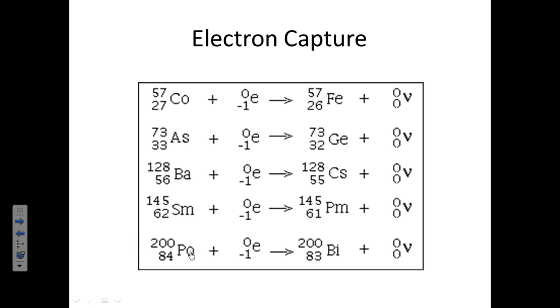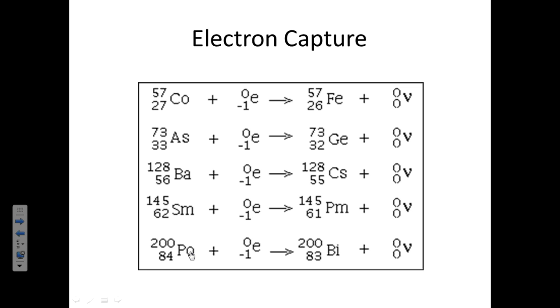All right, another thing that can happen is called electron capture. This is essentially when the nucleus captures a negatively charged particle. And notice that when it happens, essentially one of your protons becomes what? A neutron. Essentially we're converting a proton to a neutron by the addition of this negative charge.